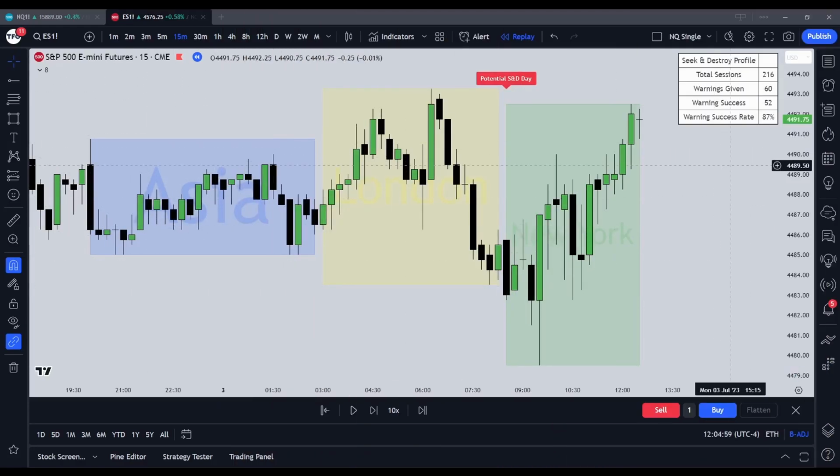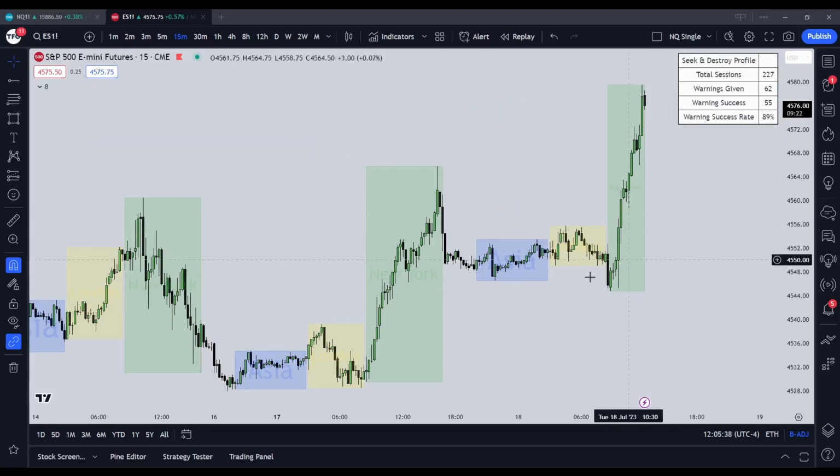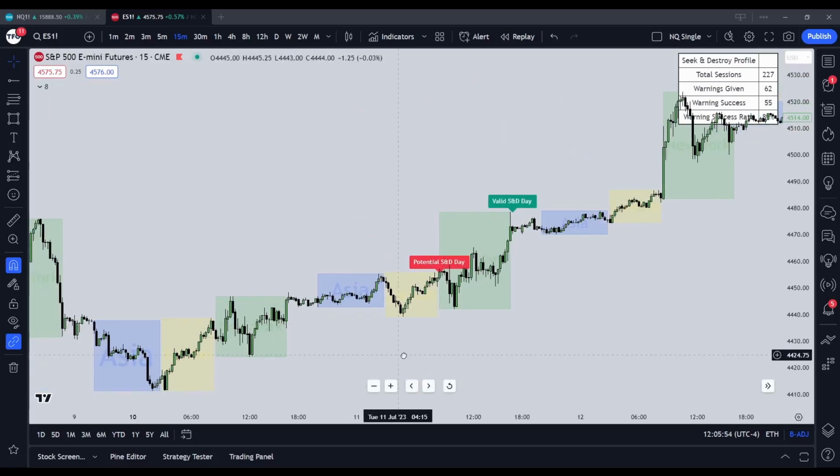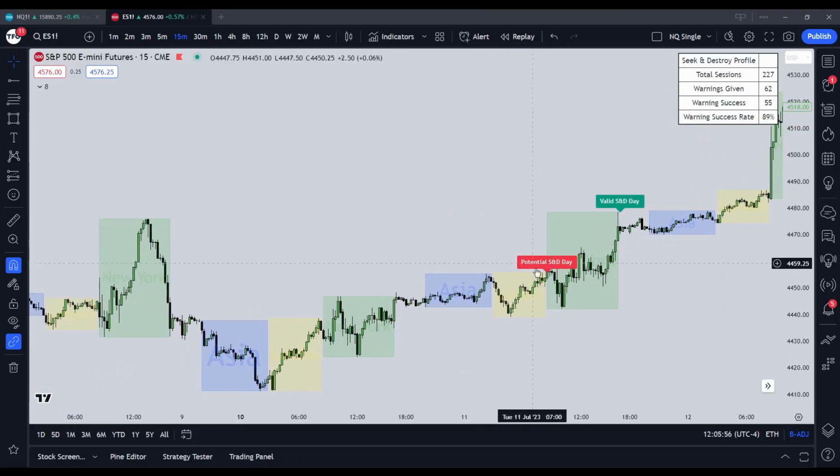And obviously, since I like to code this stuff, I wanted to see if there was any validity to this statement and how we could actually verify what constitutes a successful seek and destroy day, and if we can accurately anticipate when these days might occur. I'll show a few examples before we go into the details, but I'll just scroll back here so you can see each of these sessions and where it prints these potential warning signals.